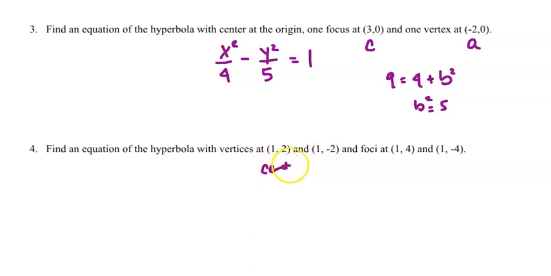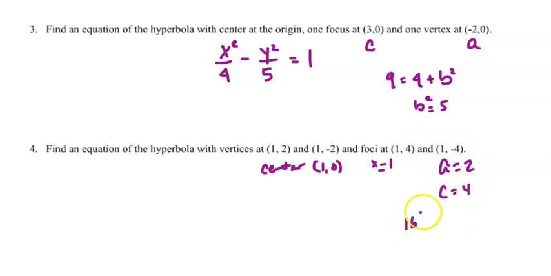Next, they're giving me vertices (1, 2) and (1, -2). That tells me that my center is at the point (1, 0). And also, because the vertices go up and down, that tells me that my transverse axis will be vertical. So actually my transverse axis is going to be the line x equals 1. Now, the vertices being at 2 and -2 tell me that my a value is 2. And then the foci are at 4 and -4, so my c value is 4.